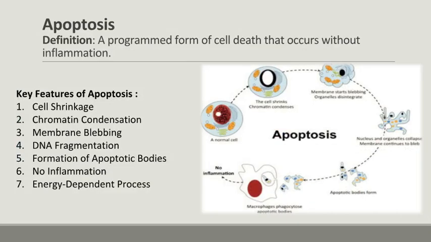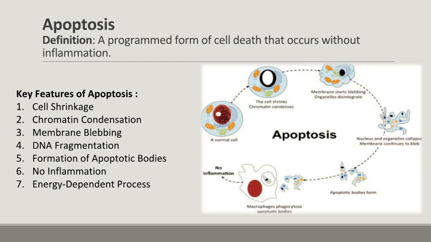Key features of apoptosis: cell shrinkage. The cell reduces in size. Chromatin condensation. Nuclear chromatin becomes tightly packed. Membrane blebbing. The cell membrane forms small protrusions, blebs. DNA fragmentation. DNA breaks into smaller fragments in a controlled manner.